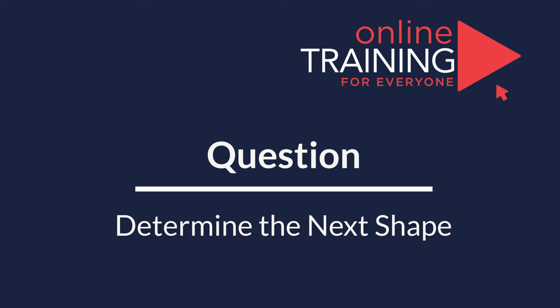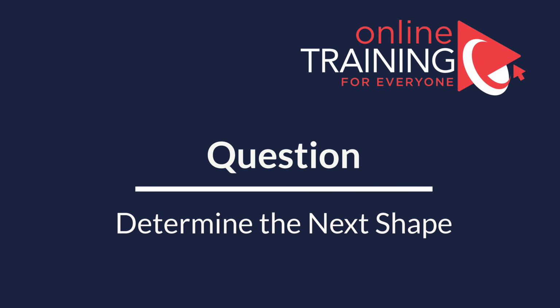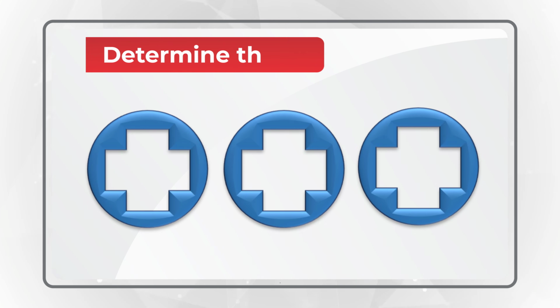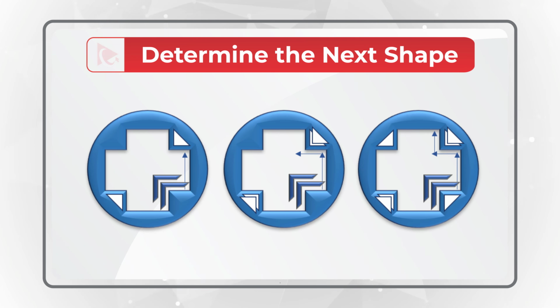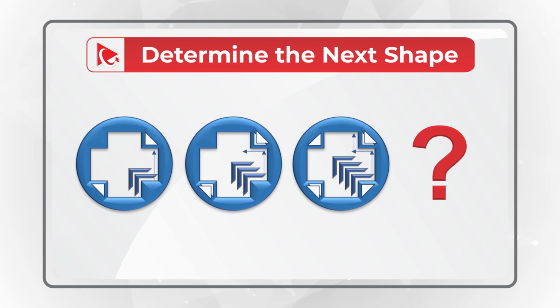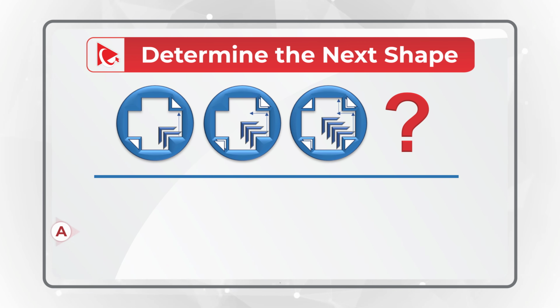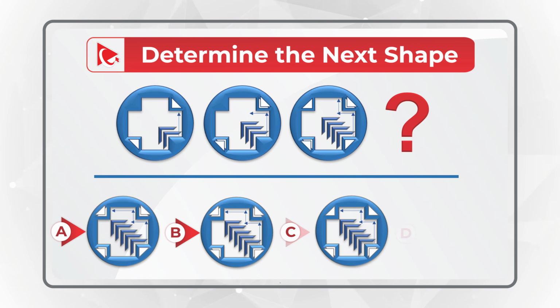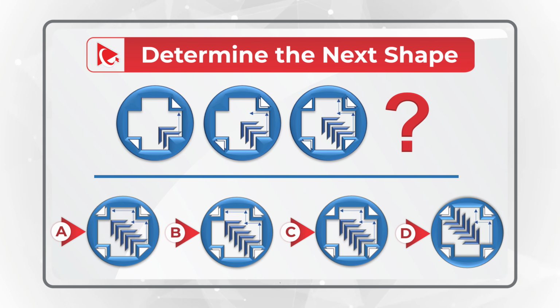And now I have a question for you to test your skills. You're presented with the series of objects, and you need to determine next object in the sequence. Please choose one of the following 4 choices. Choices A, B, C, and D. Do you see the correct answer?